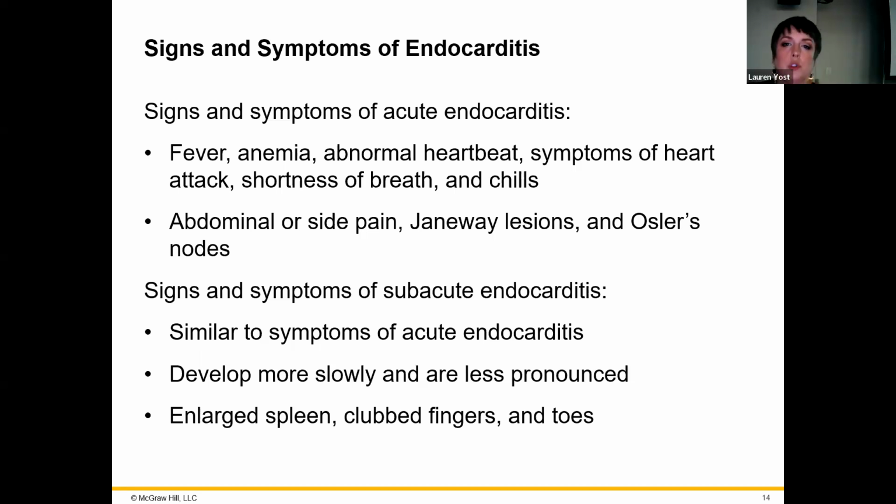So signs and symptoms of acute endocarditis would be fever, anemia, abnormal heartbeat, symptoms of heart attack, shortness of breath, and chills. And so this would be the general presentation of the disease. But then some other things that come along with it would be abdominal or side pain.